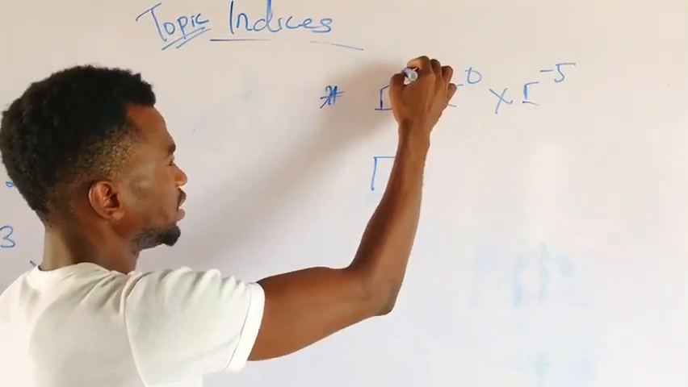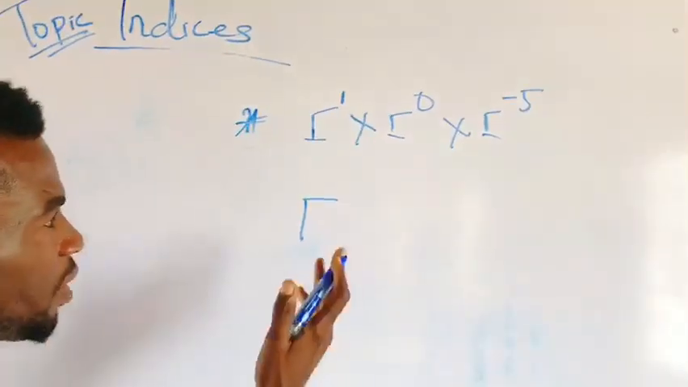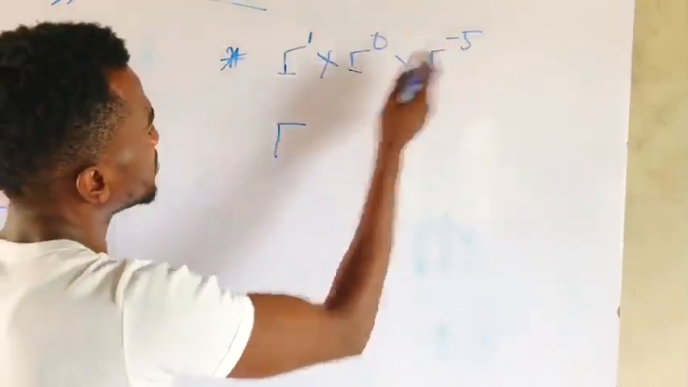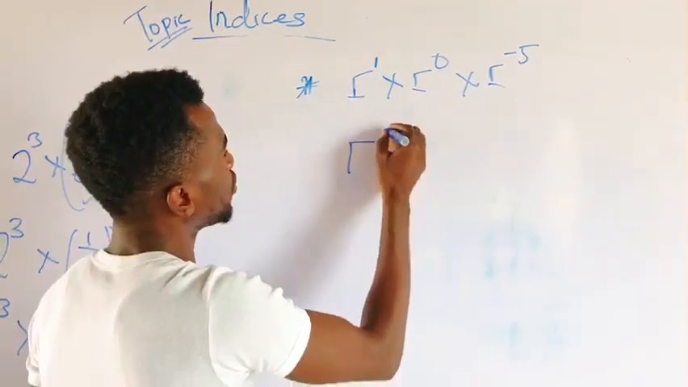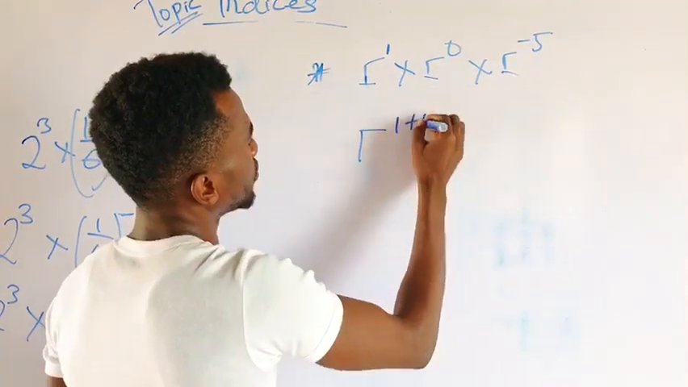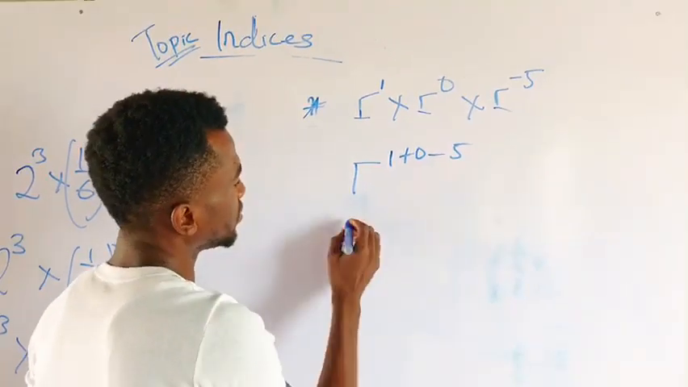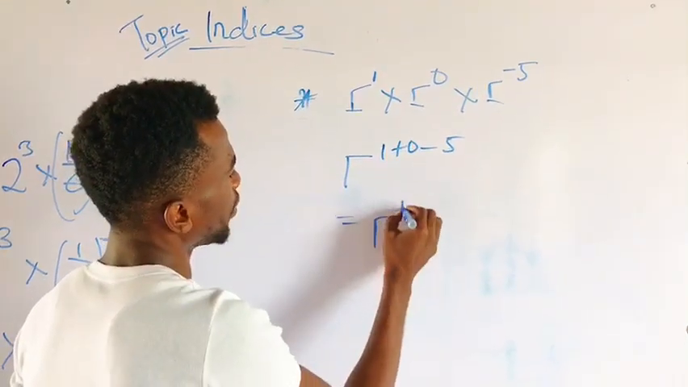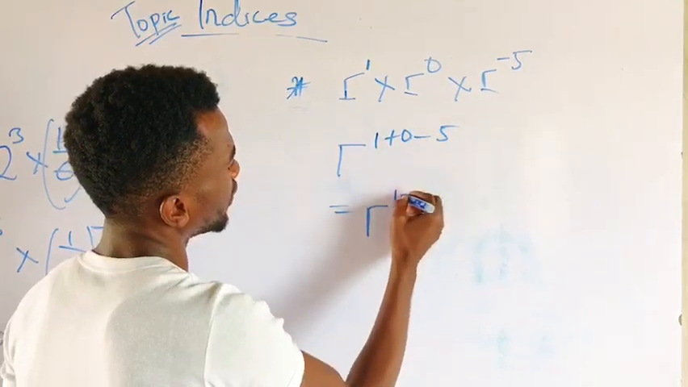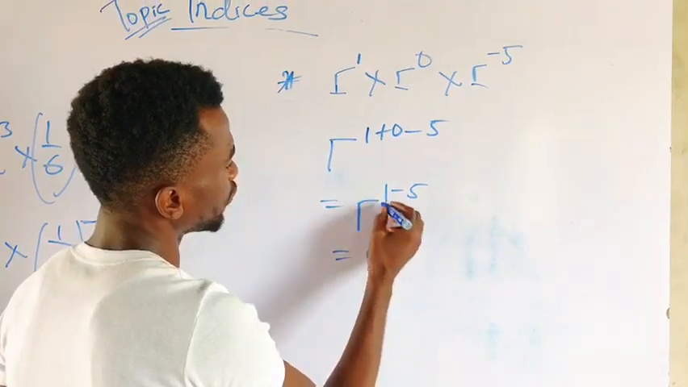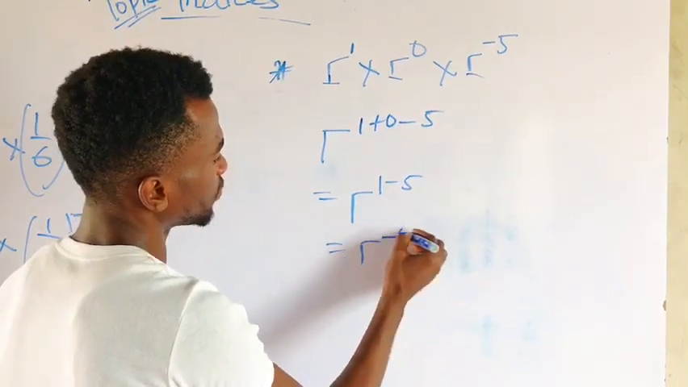We can decide to put one here, introduce 1 as the power. It's the same thing, r raised to the power of 1 and r are the same thing. So if we want to add the powers, it will be 1 plus 0, then minus 5. So this equals r raised to the power of 1 plus 0 minus 5. So this equals r raised to the power of 1 minus 5, which is minus 4.